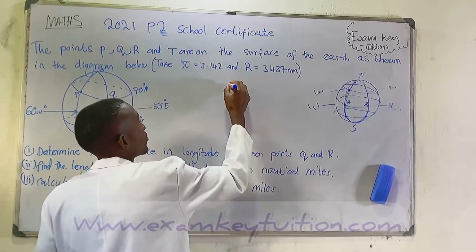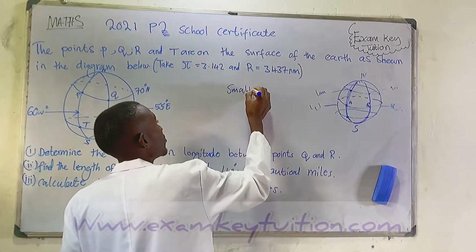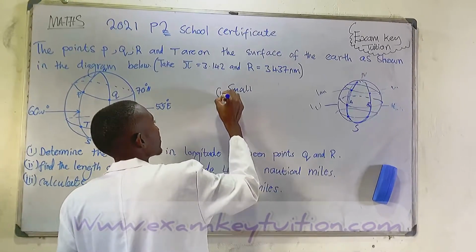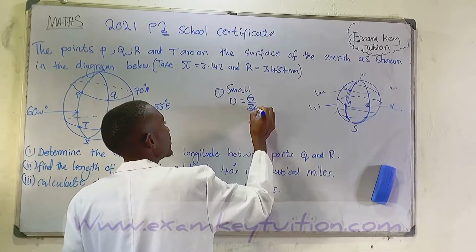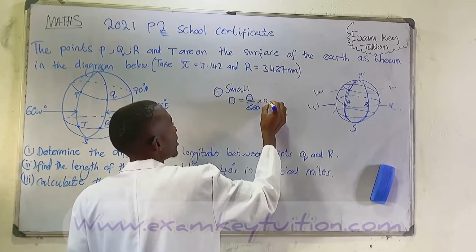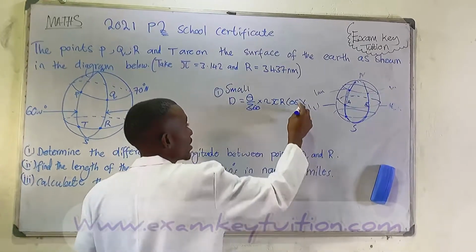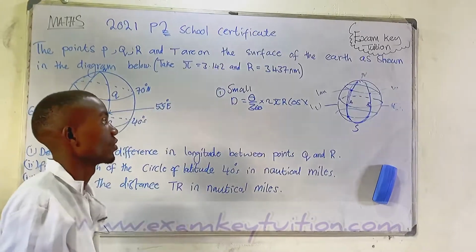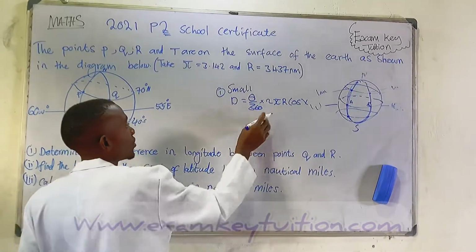For small circles, when you're finding the distance between small circles, you have this formula. Distance is equal to what? You have theta over 360 multiplied by 2 pi r, then you say you have cos x. The cos x represents the same thing, you cancel like for the same spheres. You know how you can use this formula.